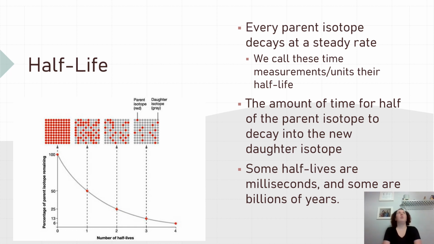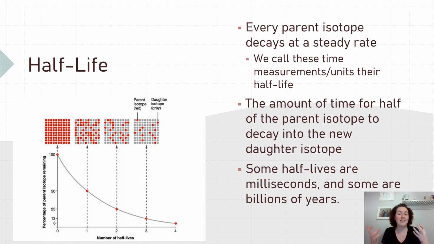Now, when we look at every parent isotope, we have noticed that they decay at a very steady rate. This typically is measured in time, and we actually call those amounts of time half-lives. It's the time it takes for half of the parent isotope to decay into the new daughter isotope. So one half-life means that 50% of that original parent is now transferred down into the daughter isotope.